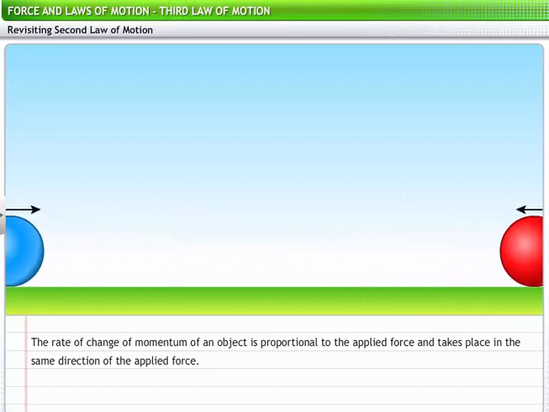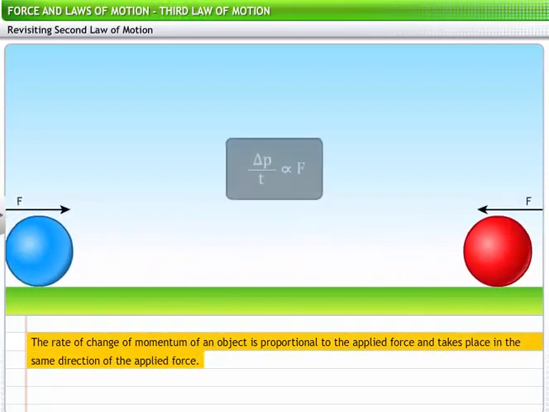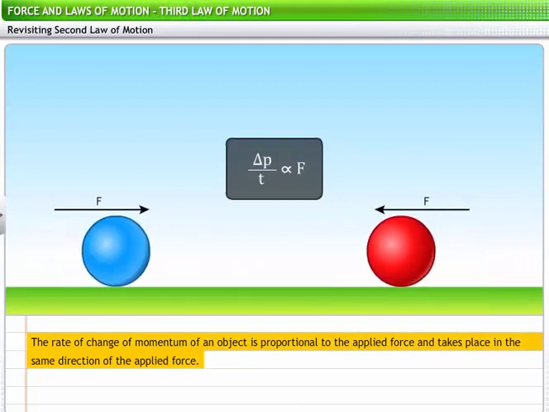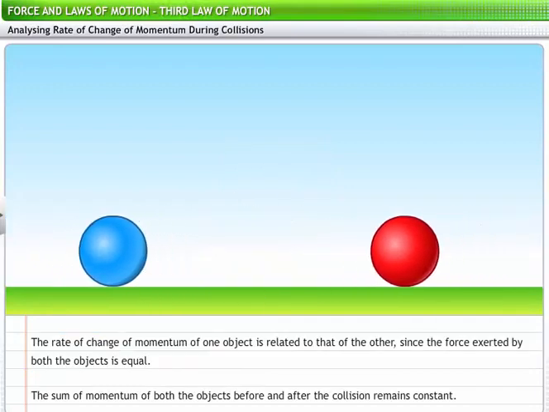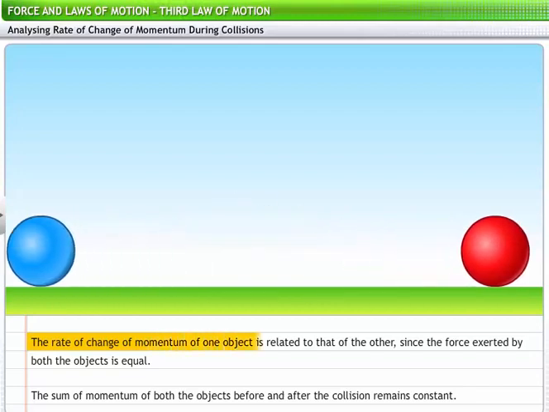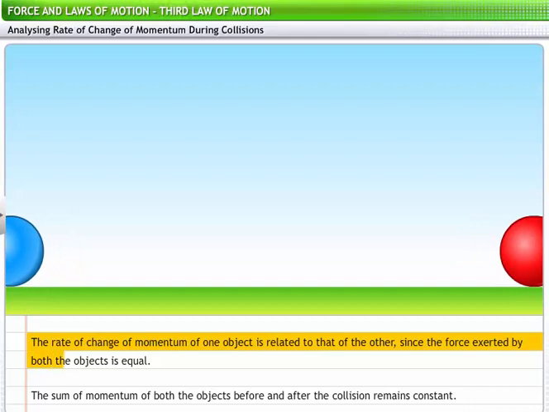However, according to the second law of motion, the rate of change of momentum of an object is proportional to the applied force and takes place in the same direction of the applied force. This means that during a collision, the rate of change of momentum of one object is related to that of the other, since the force exerted by both the objects is equal.